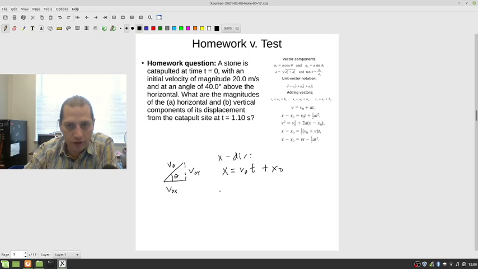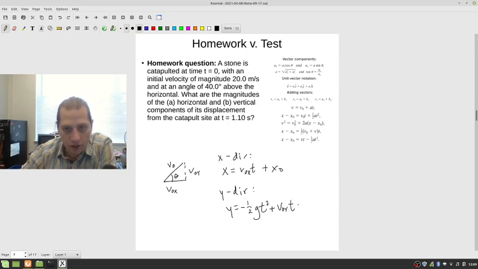And then in the y direction, where your y equals basically minus 1/2 gt squared plus v naught. And I should say, the reason you're splitting this up into an initial velocity in the x and the y is that the initial velocity that you use here is in the x direction, and the initial velocity here that you use in the y equation is in the y direction, times t plus y naught.